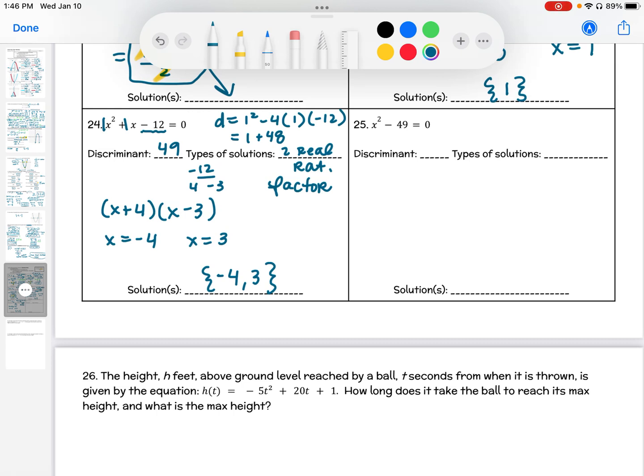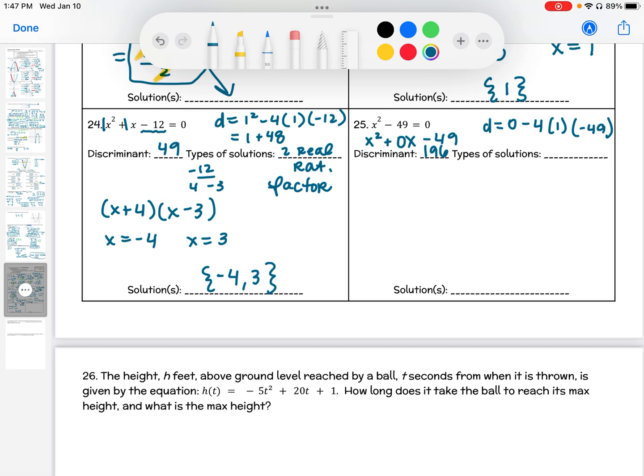Alrighty, last one on this page, and we only have 2 more. So our discriminant in this case, we have x squared plus 0x. There's no x term, so b would be 0, minus 49. So when we do our discriminant, 0 squared is 0, minus 4 times a is 1, and b is negative 49. So that ends up being positive 196.